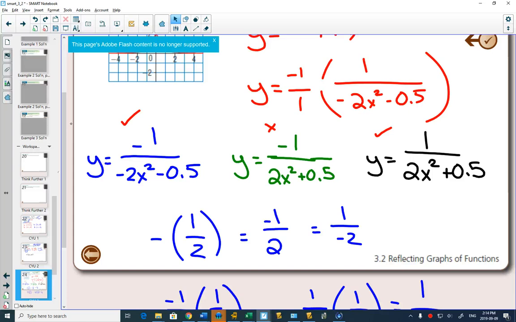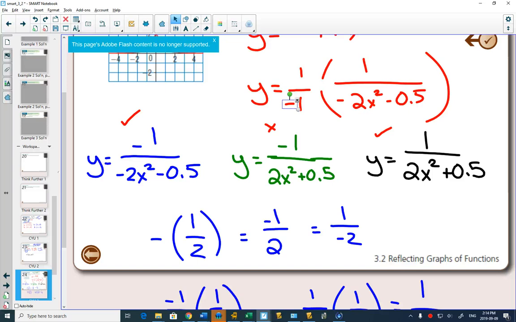Okay? I could have also had that negative on the bottom, 1 over negative 1. If I did that, 1 times 1 would stay 1 on top, and here I'd have to distribute my negative, right? And then this would become positive, so my black one is correct.